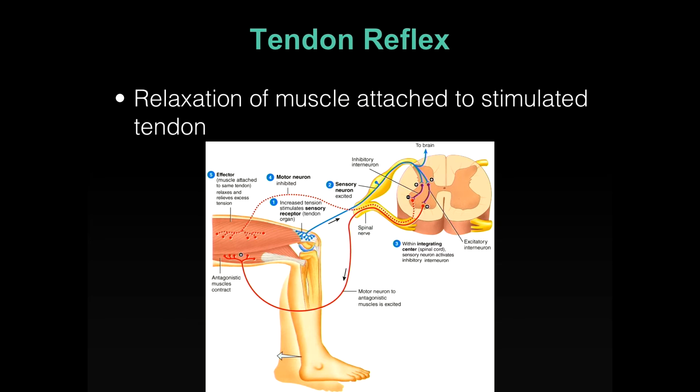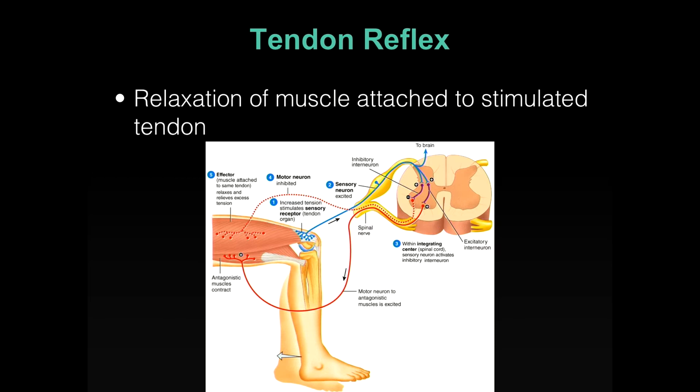The receptor monitors the tension in the tendon specifically. They're called Golgi tendon organs. They're shaped somewhat similarly to spindles, but they're not located in the muscle. They're located in the tendon specifically, and monitor the tension on the tendon. If it becomes too high, the Golgi tendon organs activate the sensory afferent.